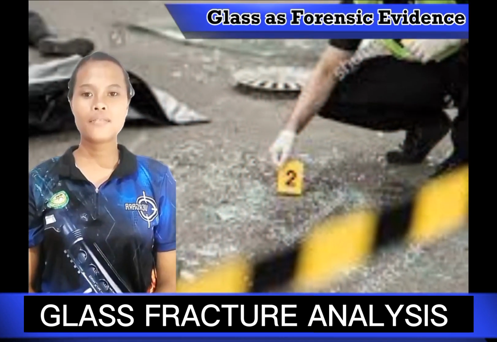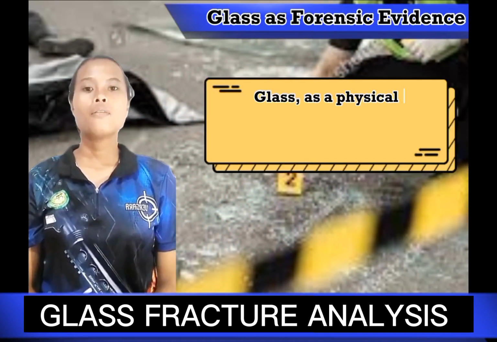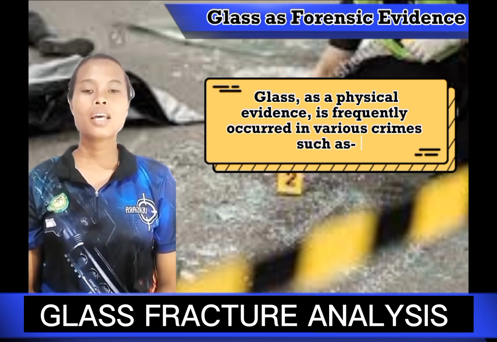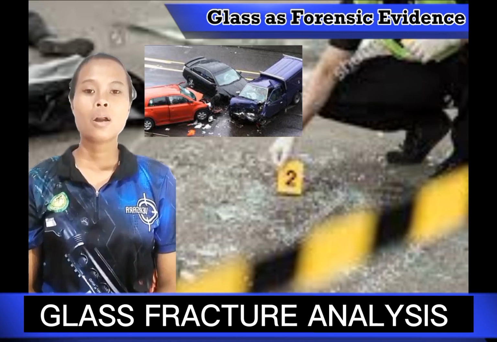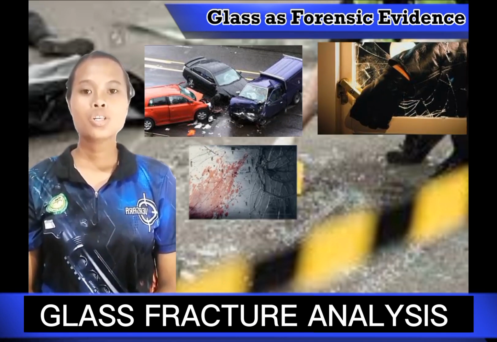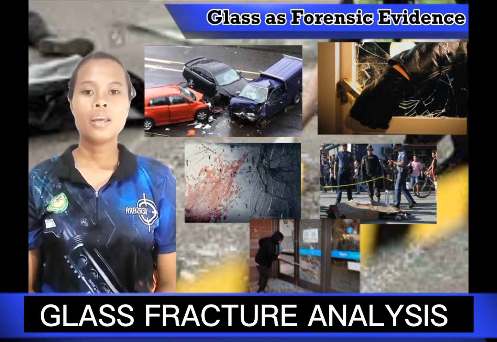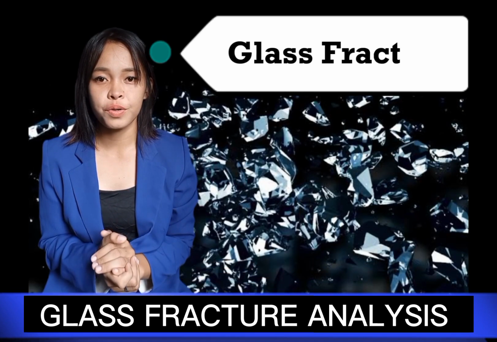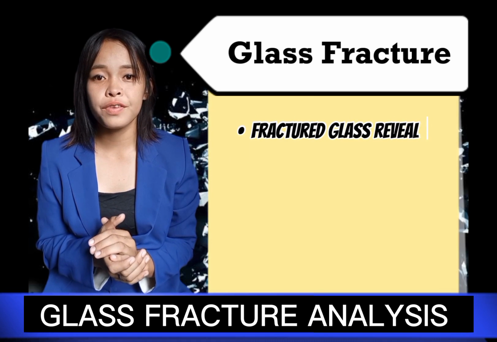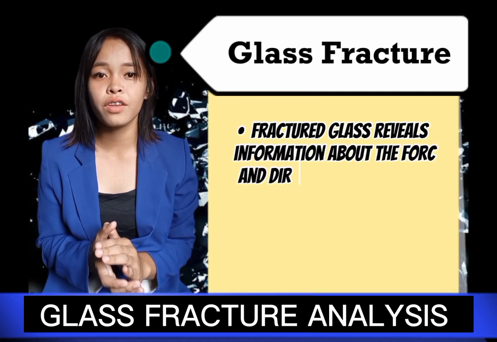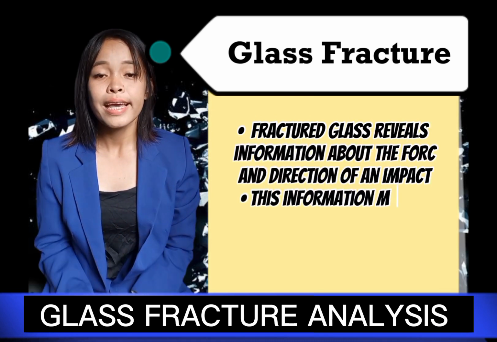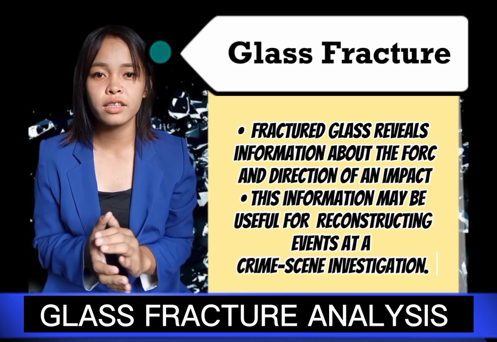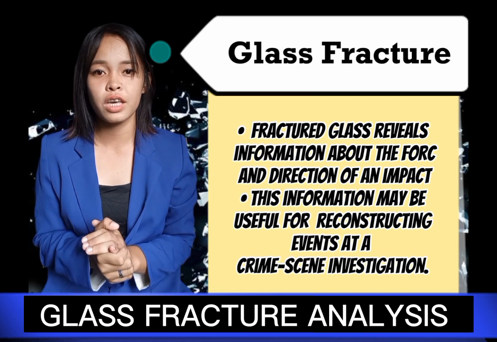Glass as forensic evidence. Glass as physical evidence frequently occurs in various crimes such as vehicle incidents, burglary, murder, shooting incidents, arson, and vandalism. Glass fracture. Fractured glass reveals information about the force and direction of an impact. This information may be useful for reconstructing events in a crime scene investigation.